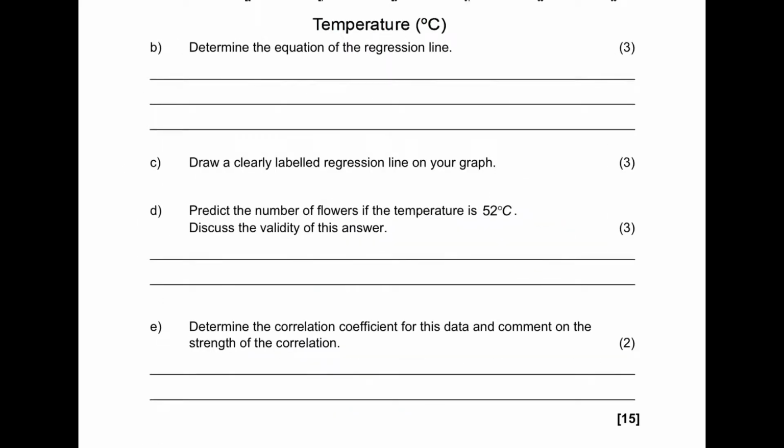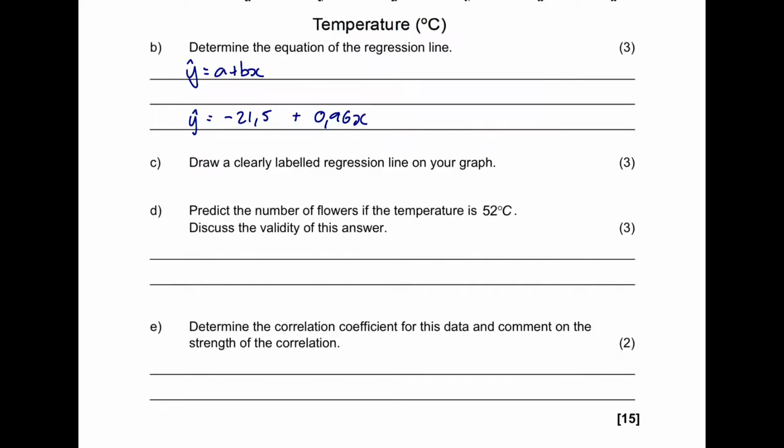Right, B, determine the equation of the regression line. Remember, it's in the format y hat equals a plus bx. Right, so onto your calculator you go, and you need the values of a and b, and you get y hat equals, a is negative 21,5, and b is 0,96. Right, so that's your equation of regression.